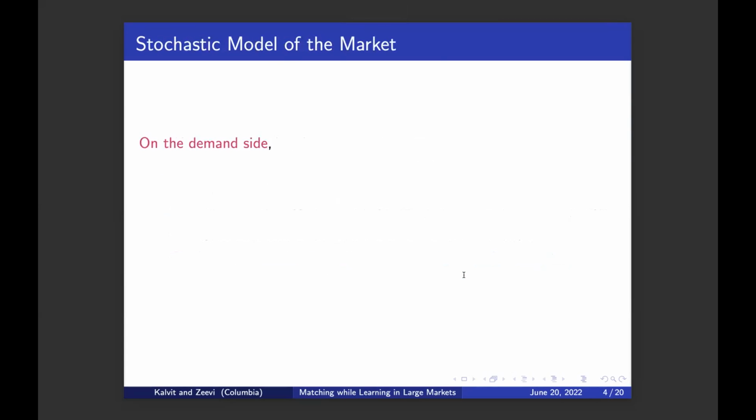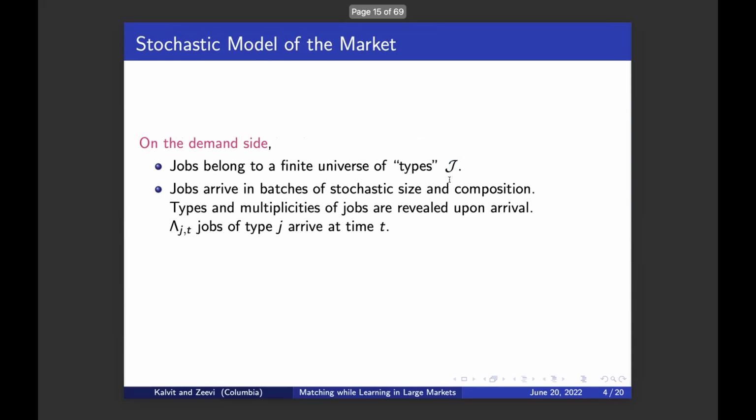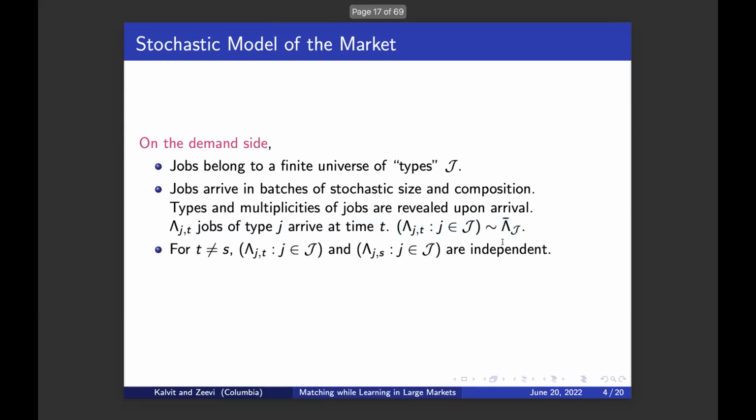All right, so going into the specifics of this model, on the demand side, we assume that jobs belong to a finite universe of types denoted by calligraphic J. They arrive in batches of stochastic size and composition, and the types and multiplicities of jobs are perfectly revealed upon arrival. In particular, lambda subscript j comma t jobs of type j arrive at time t, and one can imagine this vector of demand being sampled from some underlying distribution that the decision maker is unaware of a priori. And the samples are assumed to be independent across time. So what does the decision maker know in this setting? No ex ante information on the underlying distribution that governs the generation of the demand process.